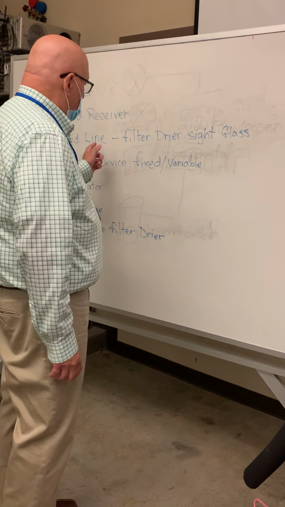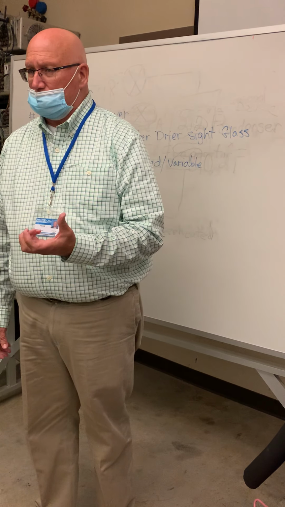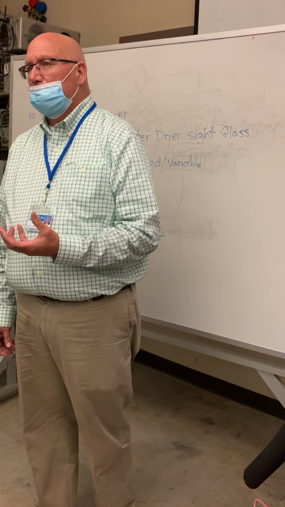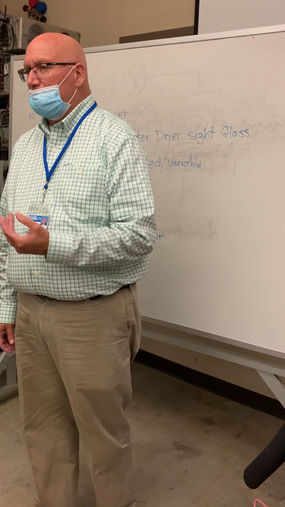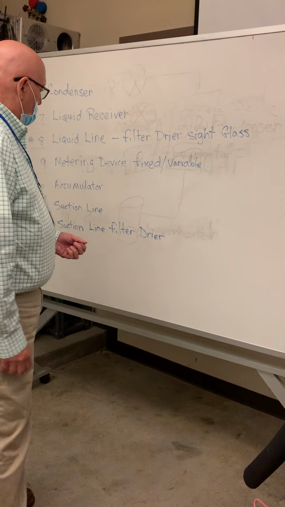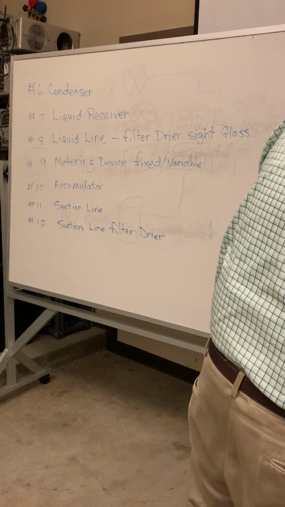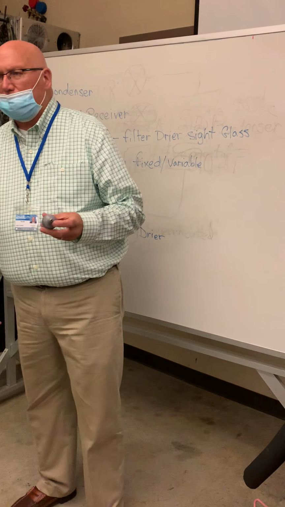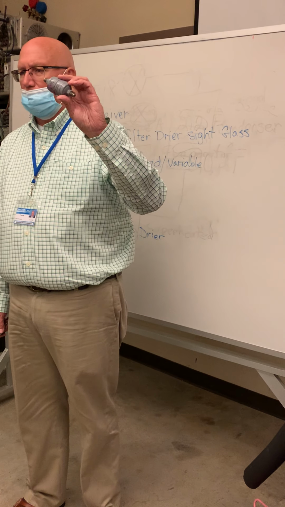Liquid stuff. Now, everything that's on the liquid side is also on the high side of the system. Everything that's on the return from the evaporator to the intake of the compressor is considered the low side of the system. So on the liquid side, we have things called filter dryers and a sight glass. Filter dryers come in different sizes. This is a filter dryer right here.